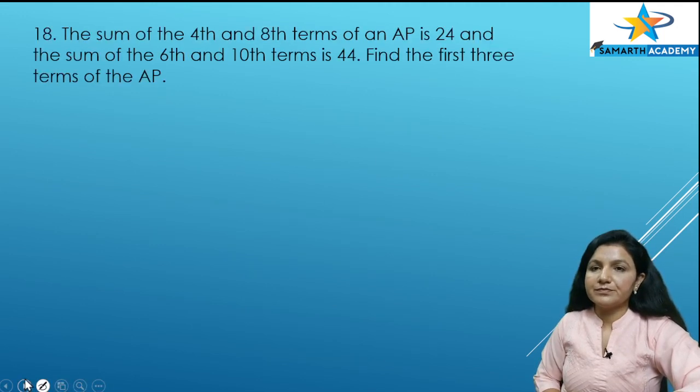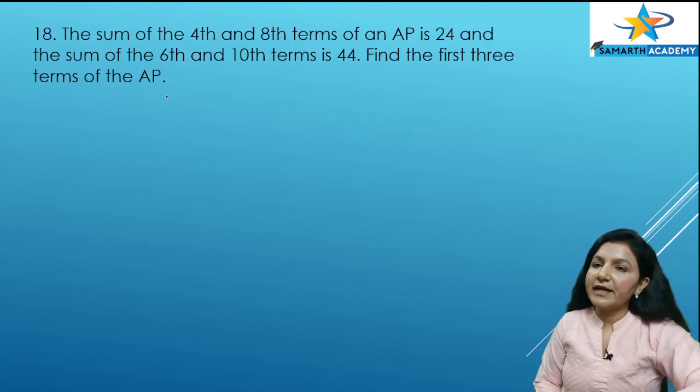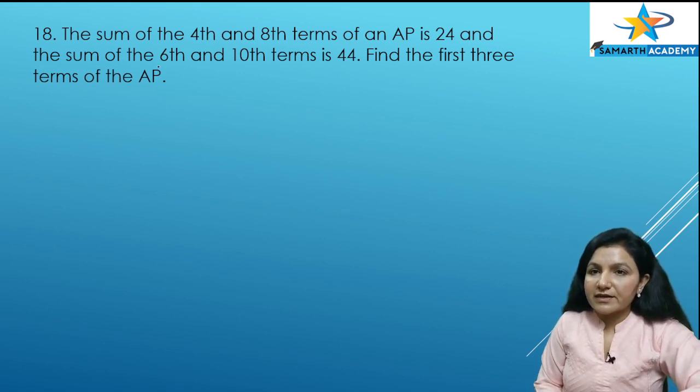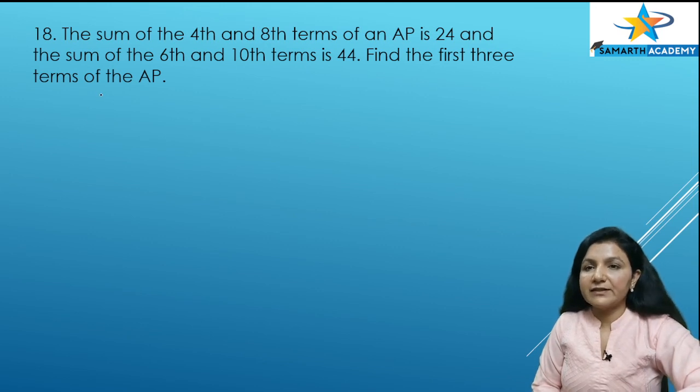Next question. The sum of 4th and 8th terms of an AP is 24 and the sum of 6th and 10th terms of the AP is 44. Find the first 3 terms of the AP. So let's write whatever is given, find A and D, and then find the AP.